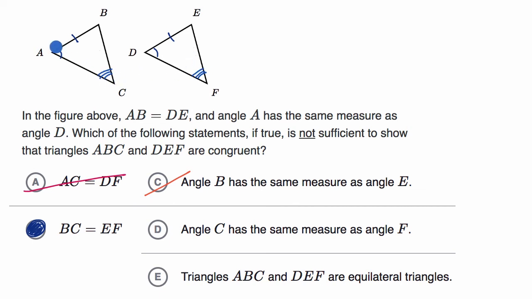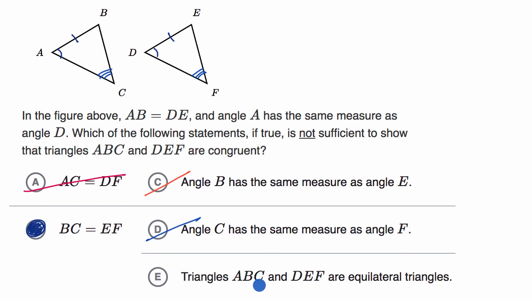If you have two angles that are congruent, that means that the third angle is going to be congruent as well. So you know that they're similar. And then if one set of corresponding sides are congruent and they're similar triangles, well, then you know you're dealing with congruent triangles. Or another way to think about it is, this is angle, angle, side, which is also a legitimate way of proving congruence. So this is sufficient, so we rule it out.